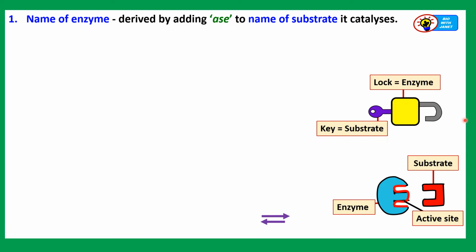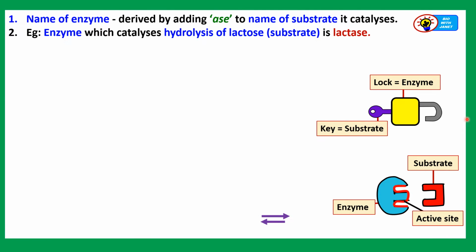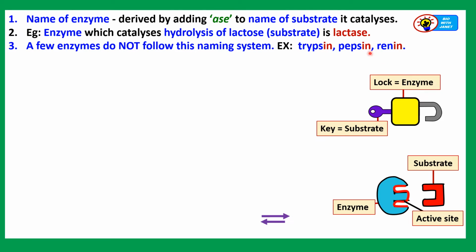Now, the naming of enzymes. The name of the enzyme is usually derived by adding ASE to replace part of the name of the substrate that it catalyzes. For example, the enzyme that catalyzes the hydrolysis of lactose, which is the substrate, will be the enzyme lactase, right? So we cancel out the OSE and replace it with ASE. Usually substances which are named with the ending ASE are enzymes, all right? A few enzymes do not follow this naming system, such as trypsin, pepsin, and rennin. These were named before the rules were set.